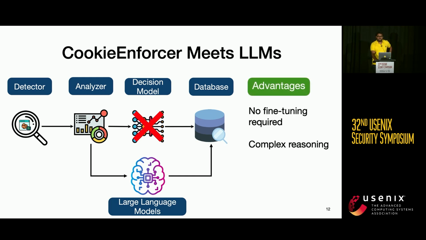There are two main advantages of doing this. We don't need fine-tuning, as I said, and these models are fairly large, so they can do complex reasoning, and they can accommodate more setting options in the context. The main drawback, though, is that very often these large language models are behind a paywall, so it can increase the inference cost.